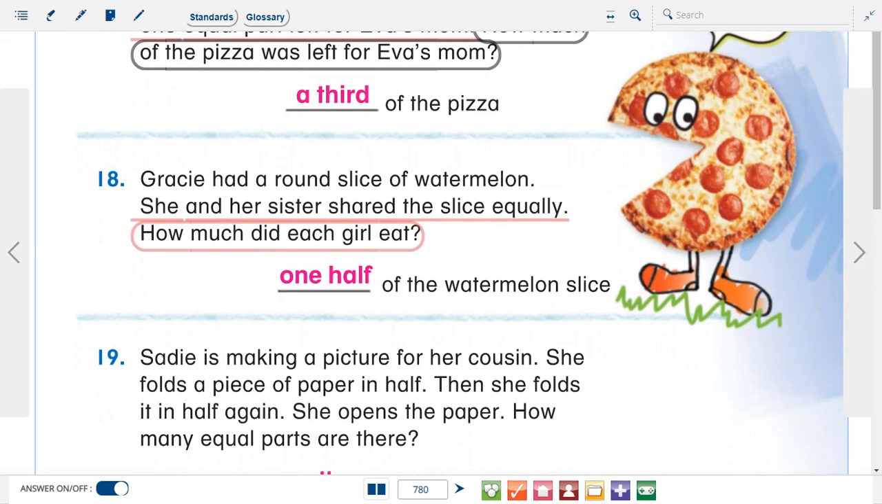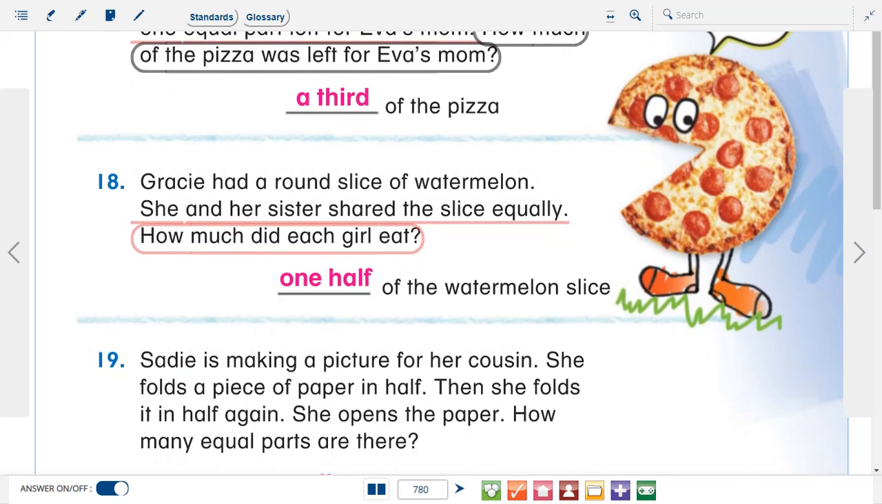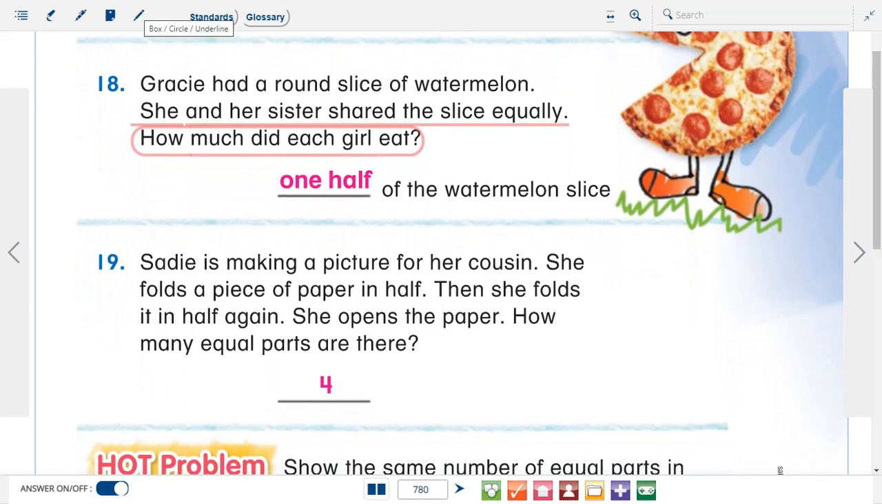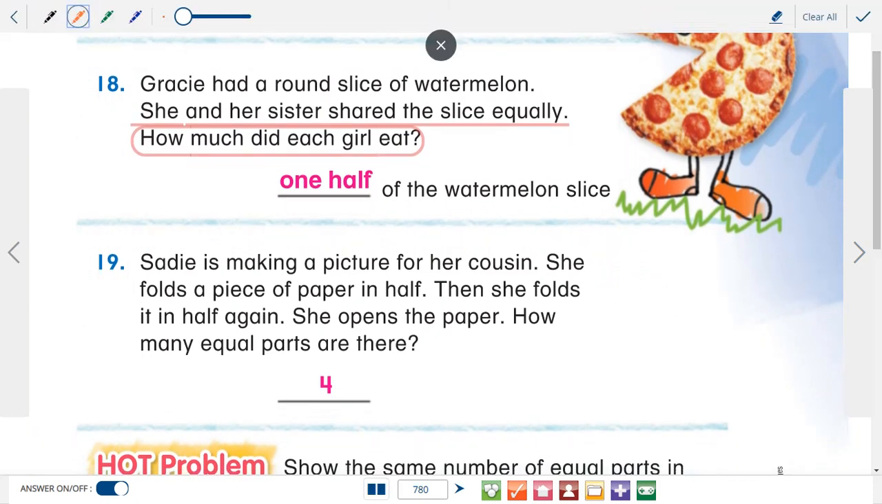Let's read the last question. Sadie is making a picture of her cousin. She folds a piece of paper in half. Then she folds it in half again. So she cut it twice, in half and the other half. Think about it. If you can't understand this, hold a piece of paper in your hand, fold it in half, then fold it in half again and open it. How many equal parts are there? 4 equal parts. I know that my drawing is not that good, but I will try to draw it for you.